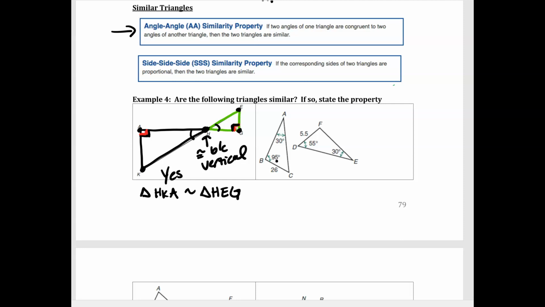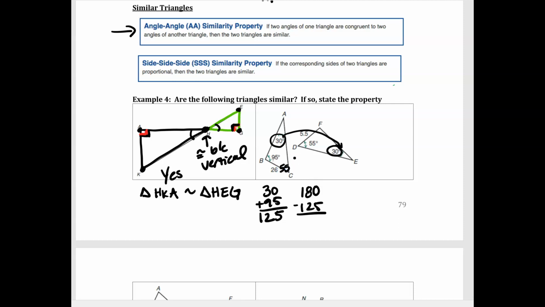So in the next example, it looks like I've got a 30-degree angle that matches up with a 30-degree angle. Okay. And now the 95 and 55 don't obviously match up, but we know that all angles in a triangle need to add up to 180. So for this first triangle, we've got 30 plus 95, so we can add those together and we get 125 degrees. Okay, and then if we subtract that from 180, so 180 minus 125, we end up getting 55. So we know that this angle C is 55 degrees.